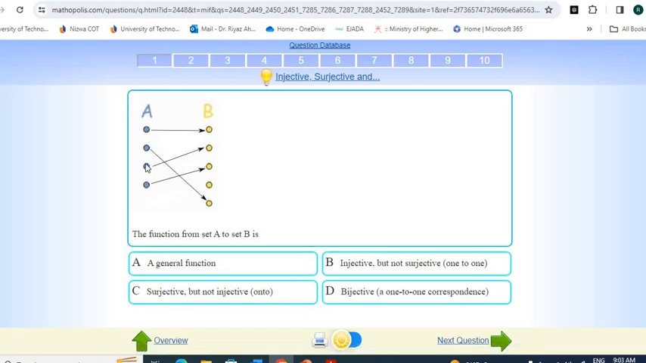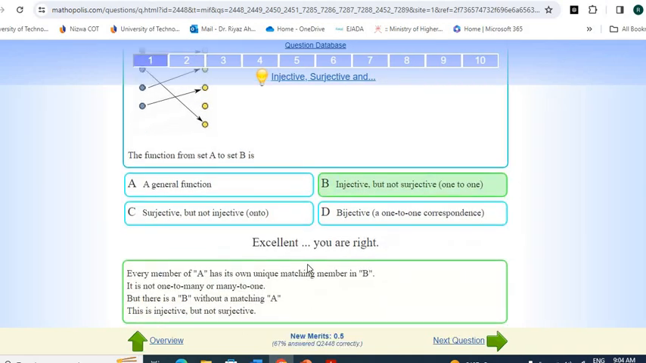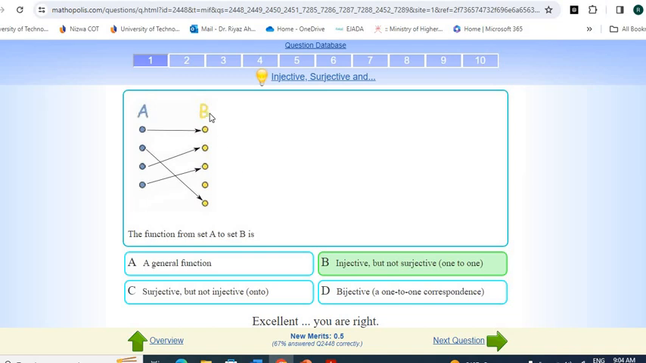See that one, 1, 2, 3, 4. Domain is 1, 2, 3, 4. Range is 1, 2, 3, 4. So domain and range are equal. So if domain and range are equal, then it is an injective function. I am going to check whether it is a general function, no, injective but not surjective. So that means it is not surjective. So yes, this is the correct answer because I checked injective.